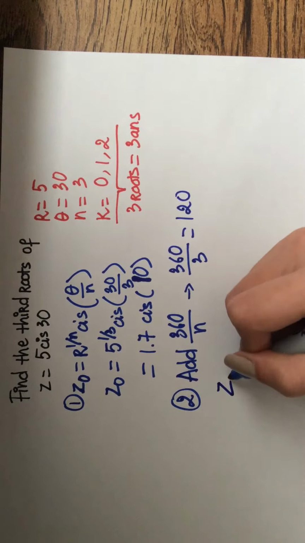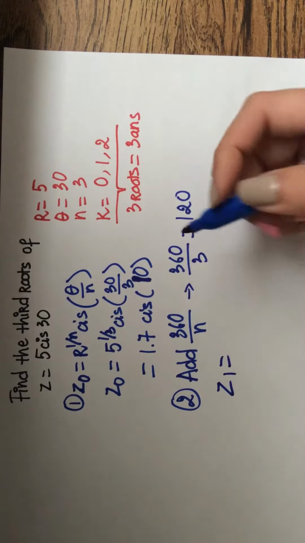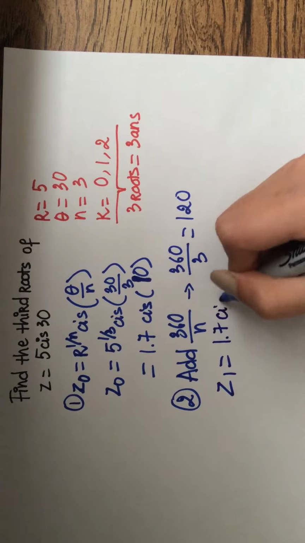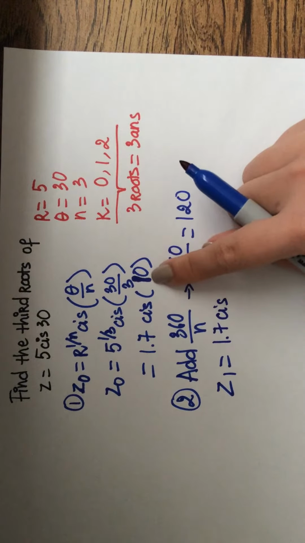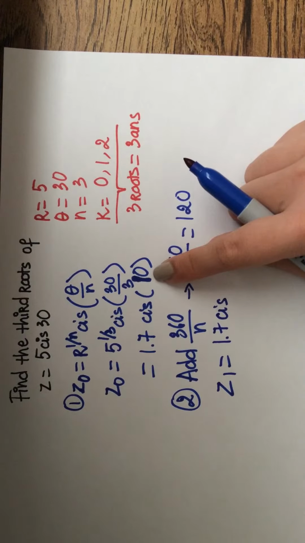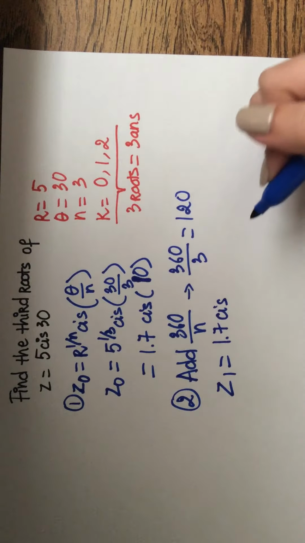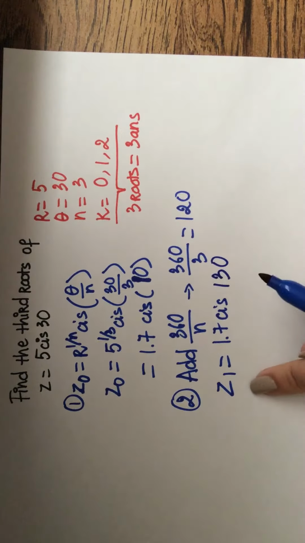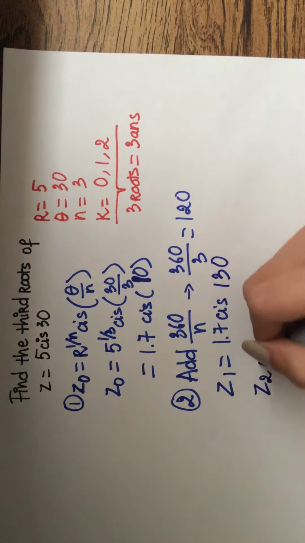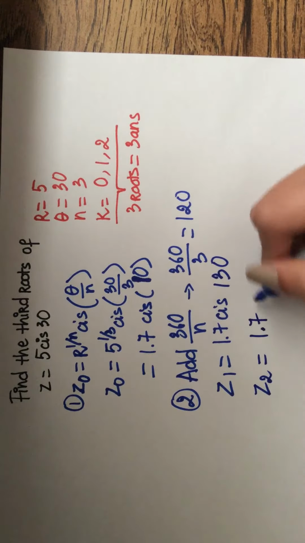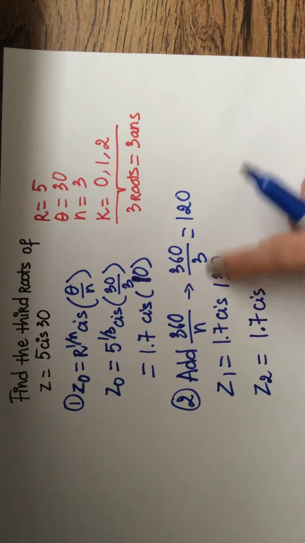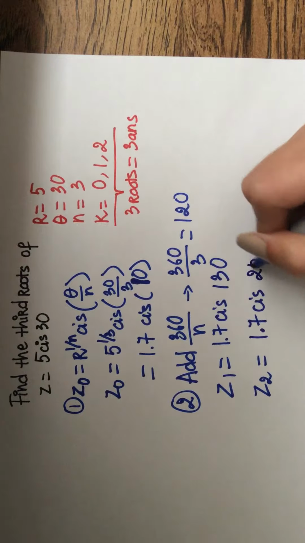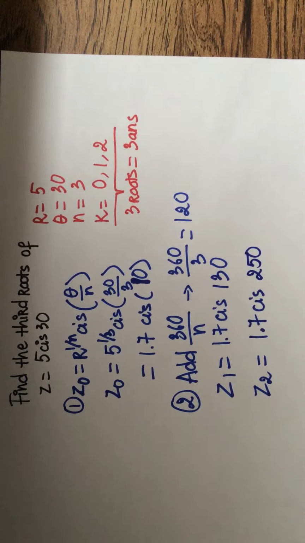So now let's find your z1. Your z1 is literally just going to be 1.7 cis, and all you need to do is add your original theta, or your theta of z0, to 120. So it's going to give you 130. So that's going to be your z1. Your z2 is going to be the same thing, 1.7 cis, and then your last theta plus 120. 130 plus 120 is going to give you 250. So that's all that you need to do.